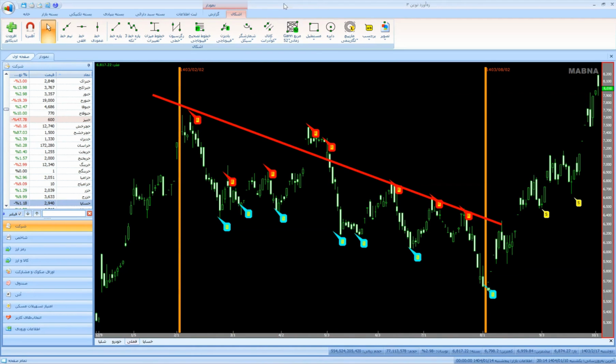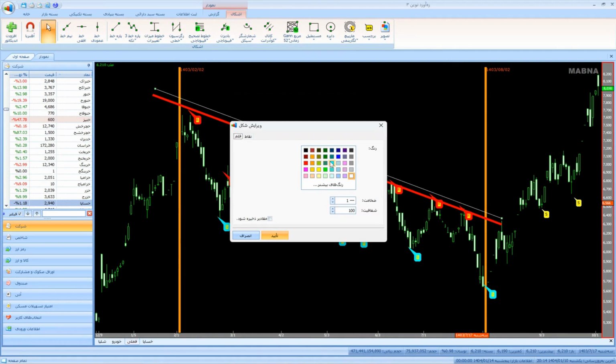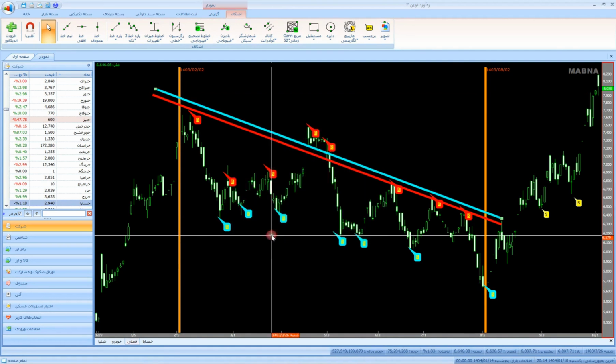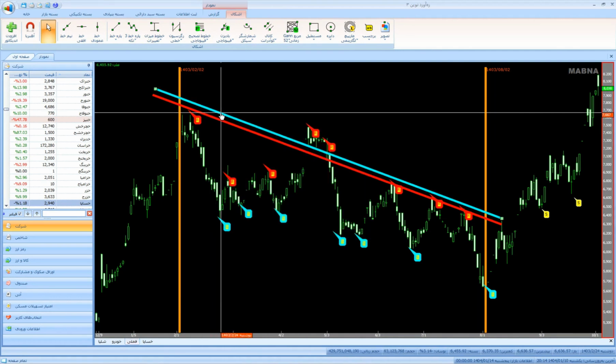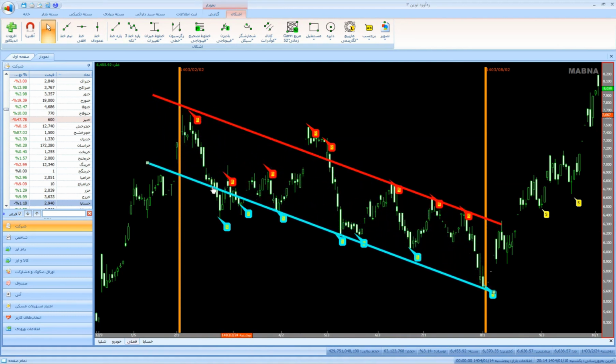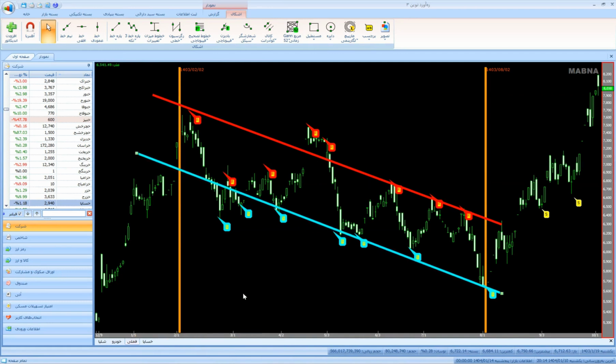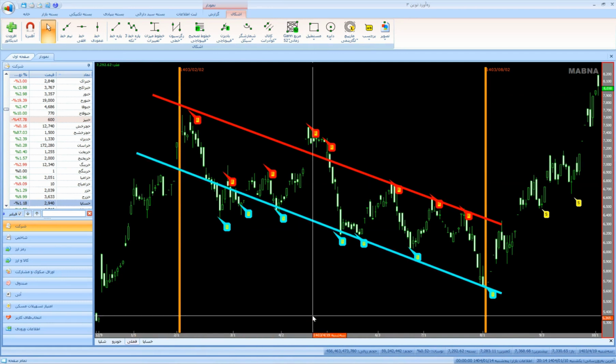Okay, now I just need a line completely parallel to my trend line. From this area, now I'll give it some thickness and change its color to blue. And now I'll use the mechanical method to find the area with the most supports, which could be a good spot for drawing this channel line. Okay, I've drawn my descending channel.